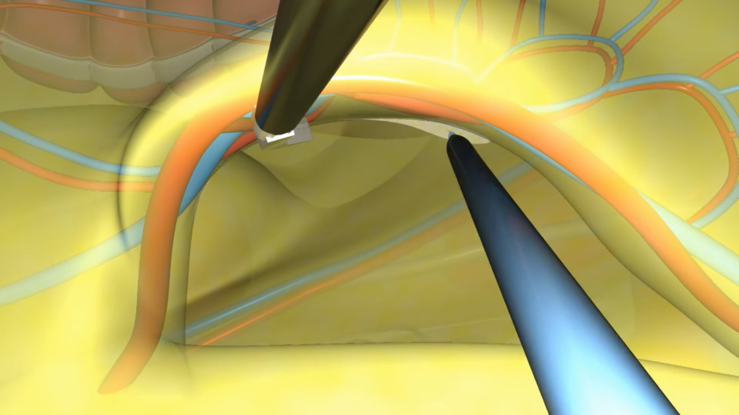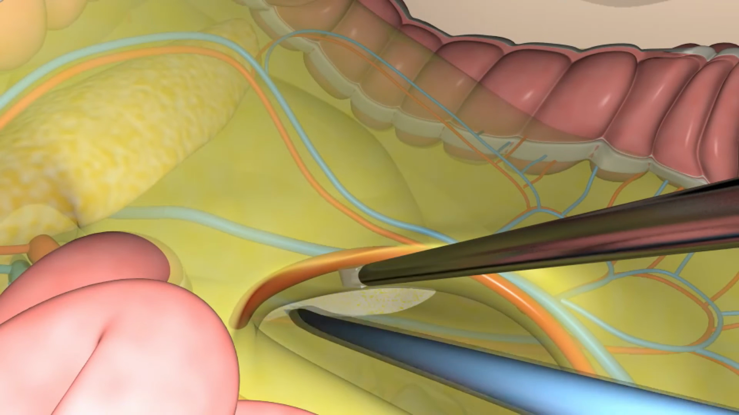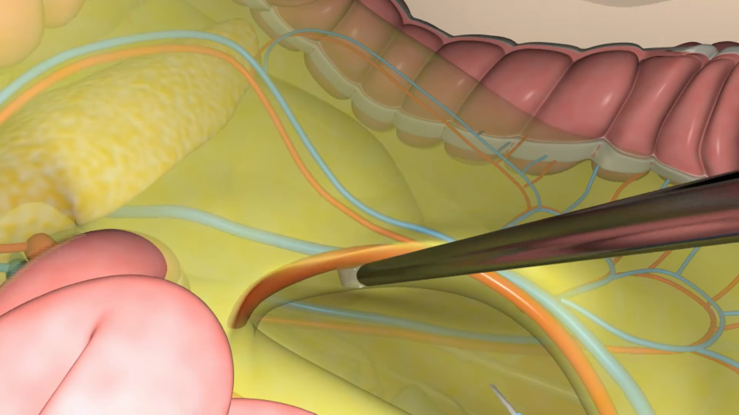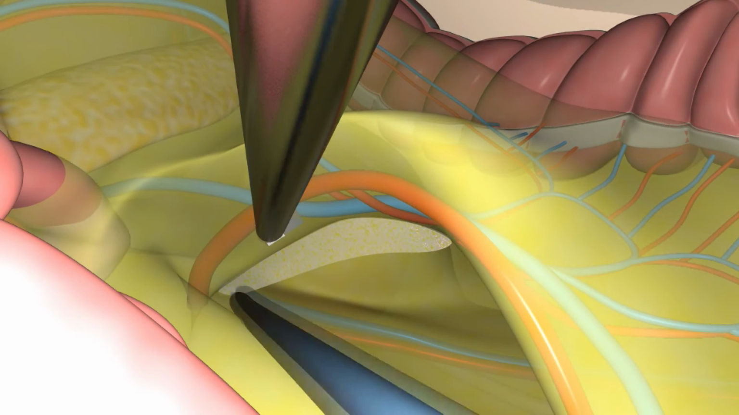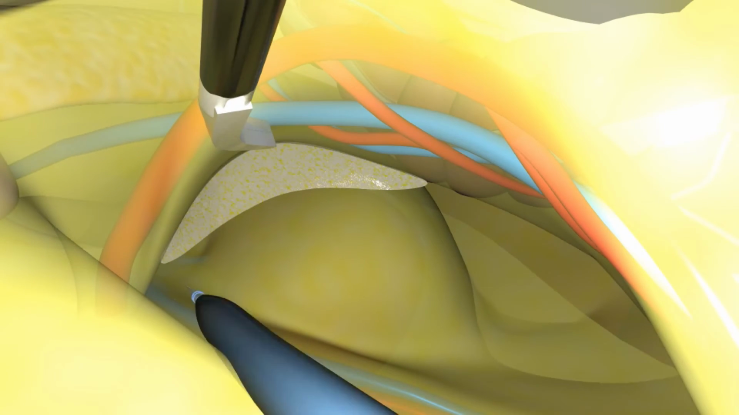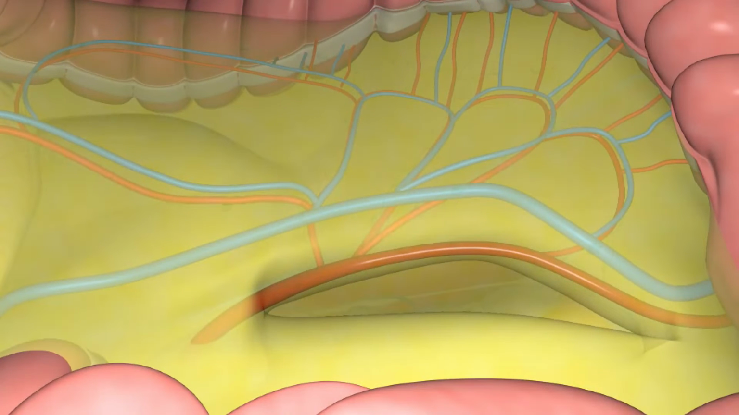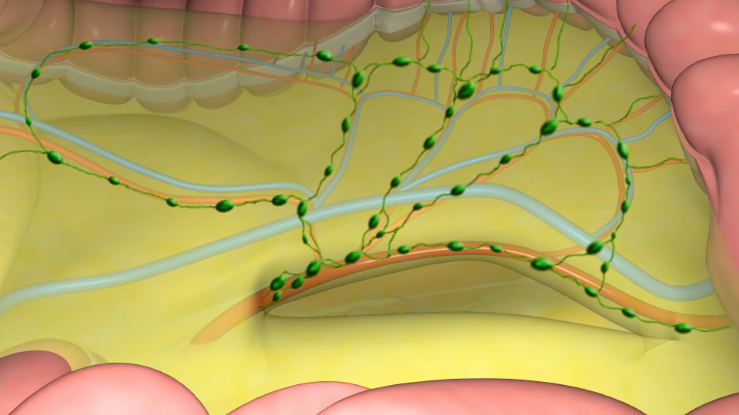The embryological plane between the parietal fascia and the sigmoid mesocolon is then identified. This plane is avascular and easily divided. The dissection continues posterior to the sigmoid mesocolon, going laterally towards Toldt's line. The sigmoid colon is then completely free and the lateral attachments can then be divided using a lateral approach.